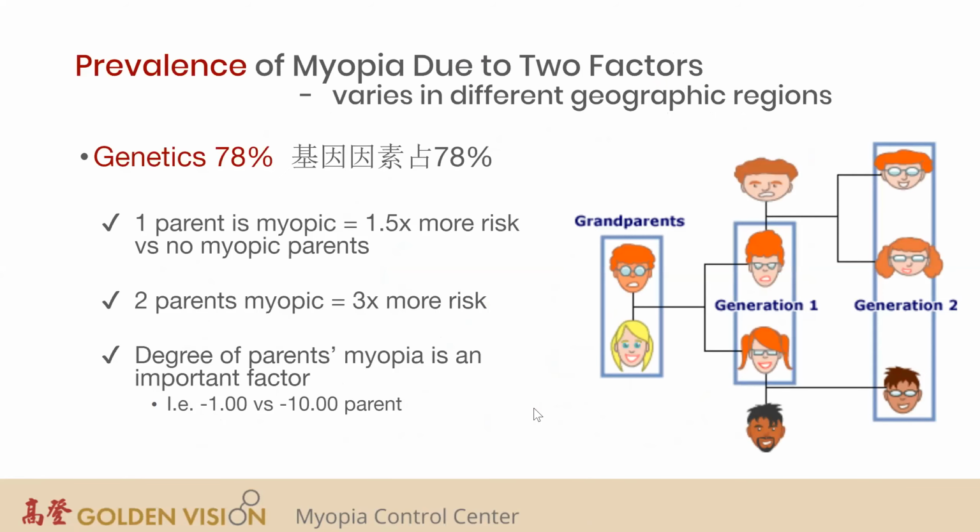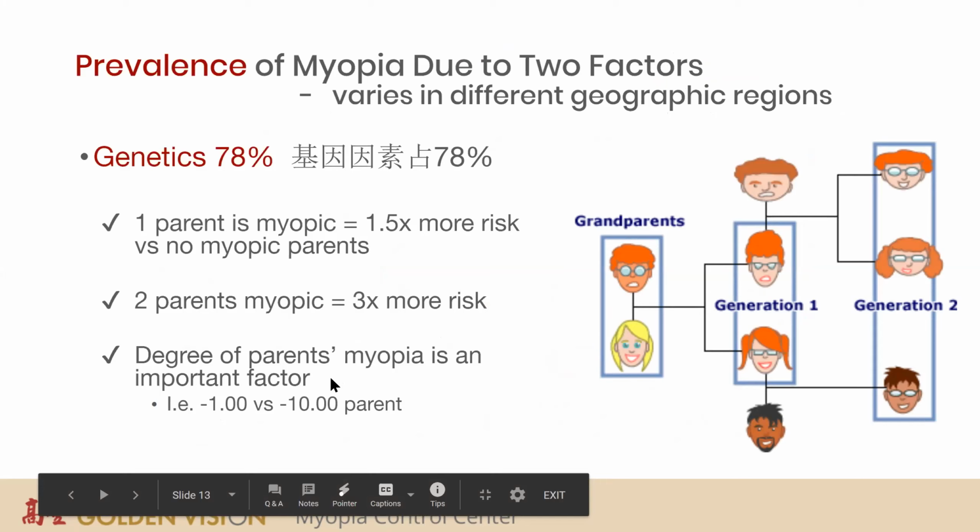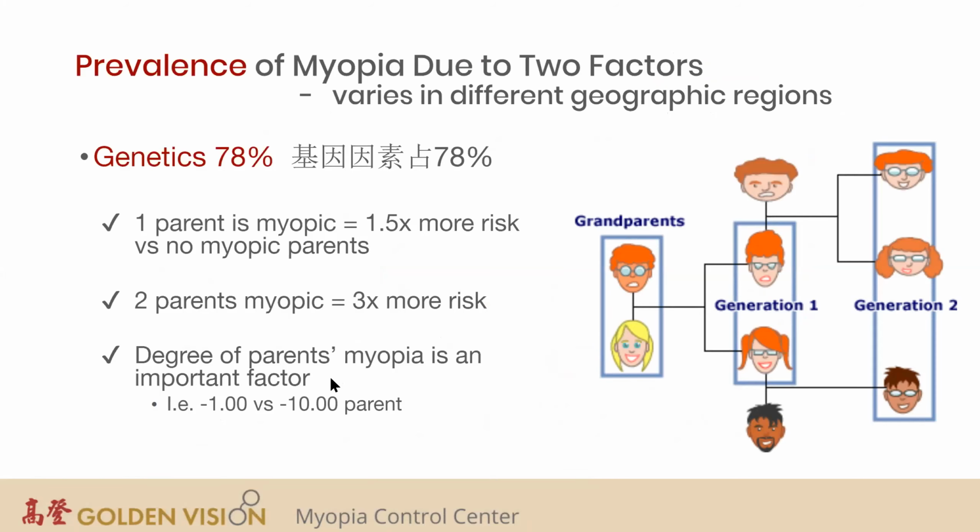So the prevalence of myopia has 2 factors. From the geographic region, we figure maybe it has something to do with genetics. Correct. Roughly 78%, probably 80%, of the contributing factor to myopia is genetics. So it is passed from one generation to the other. If you have one parent being myopic, you have 1.5 times more risk to develop myopia than if you have no parents being myopic. But if both parents are myopic, you have 3 times more risk.